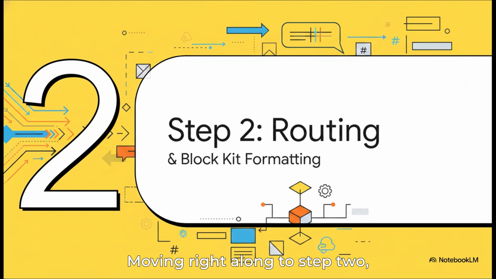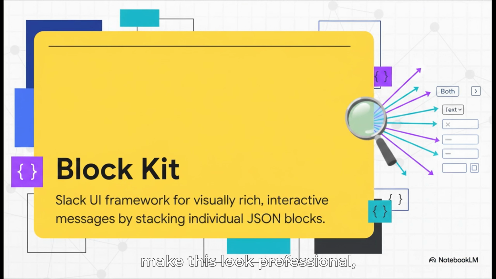Moving right along to the next step, routing and BlockKit formatting. To make this look professional, we use BlockKit. BlockKit is Slack's UI framework for composing visually rich, interactive messages by just stacking individual JSON blocks. Think of it as your toolkit for upgrading from a boring, plain text thread to a highly structured, impossible-to-miss incident dashboard right inside the chat window.